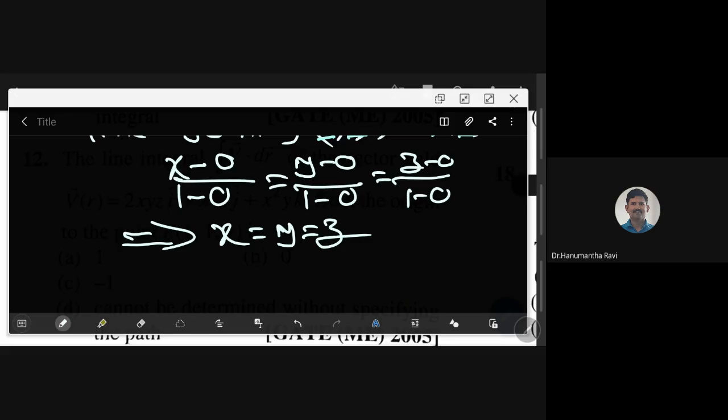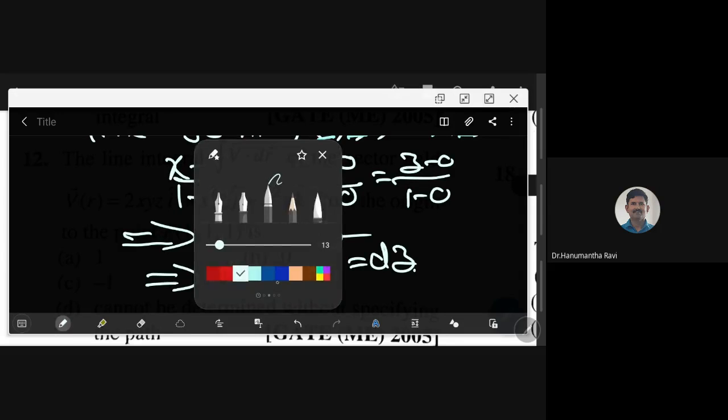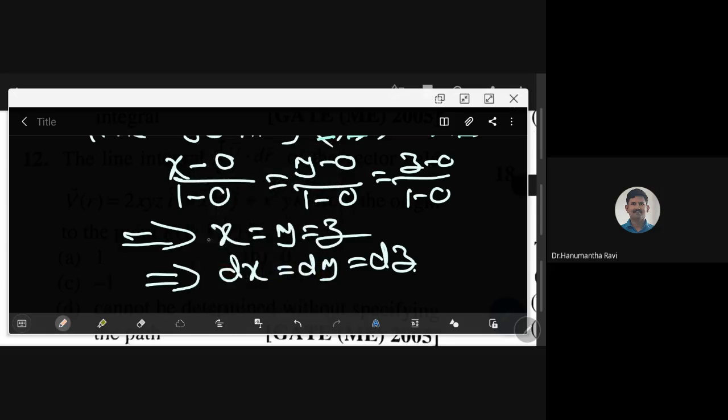So this is the curve over which we take the line integral. If x is equal to y is equal to z, immediately you can say dx is equal to dy is equal to dz. So a very important thing: two things are there about this line. One is x is equal to y is equal to z. The other is dx is equal to dy is equal to dz.